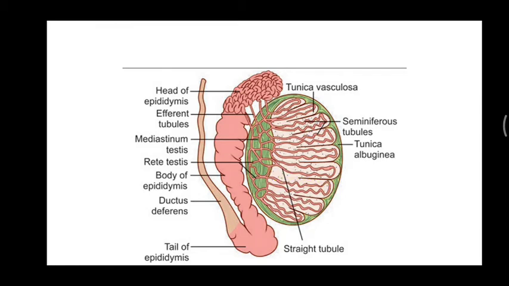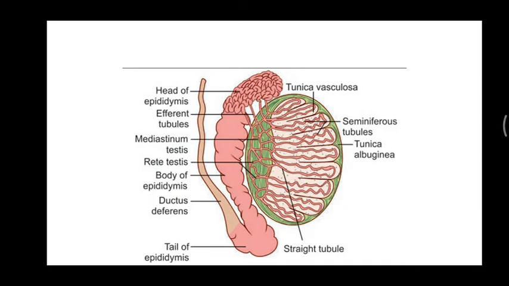Each lobule contains one or more highly convoluted seminiferous tubules. You can see the convoluted seminiferous tubules in the lobule. At the apex of each lobule, the seminiferous tubules will form straight ducts known as straight tubules or tubulae recti. These straight tubules enter into the region of the mediastinum and form a network of tubules, that is the rete testis.